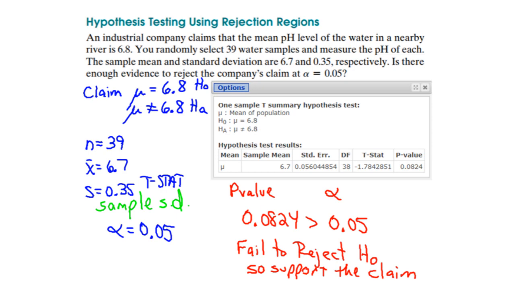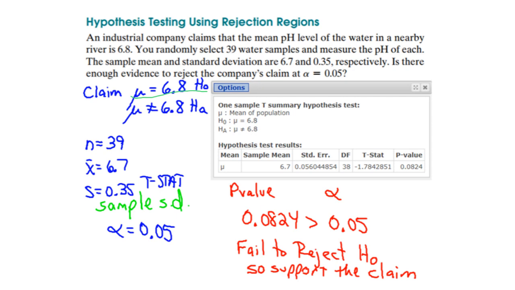All right, let's set up one more together. An industrial company claims that the mean pH level of the water in a nearby river is 6.8. So I put that right here. That's my null hypothesis. Then it says you randomly select 39 water samples and measure each. So my alternative is going to be the not equal to, right? The claim is the null hypothesis.